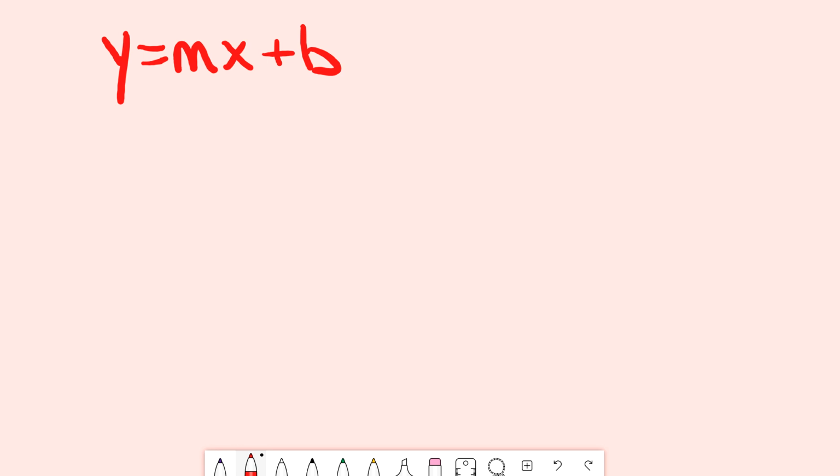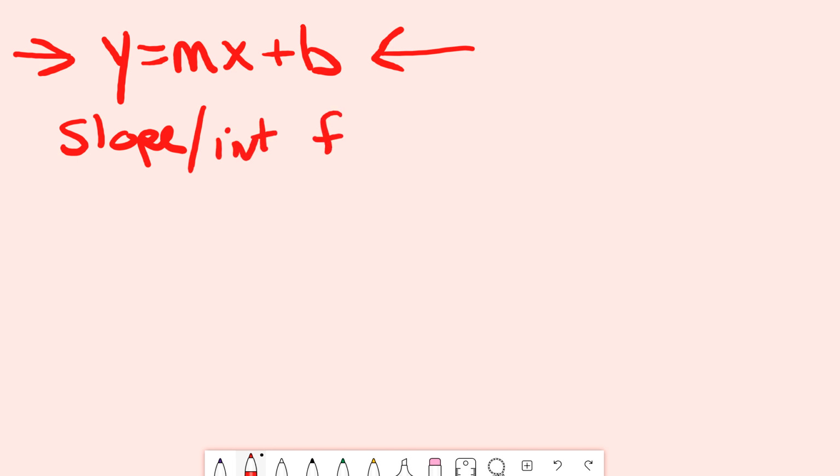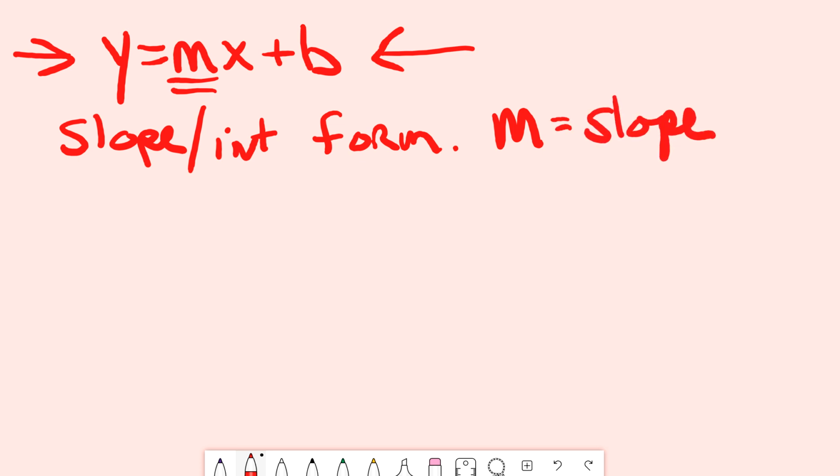Prefacing our examples, here is an example of a linear function and the form that it takes, written in what's called slope-intercept form, where m equals the slope, and b is going to equal the y-intercept. Always.